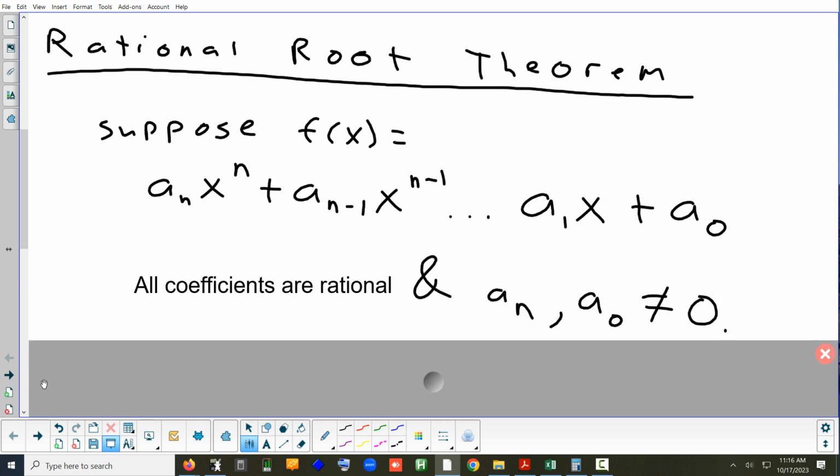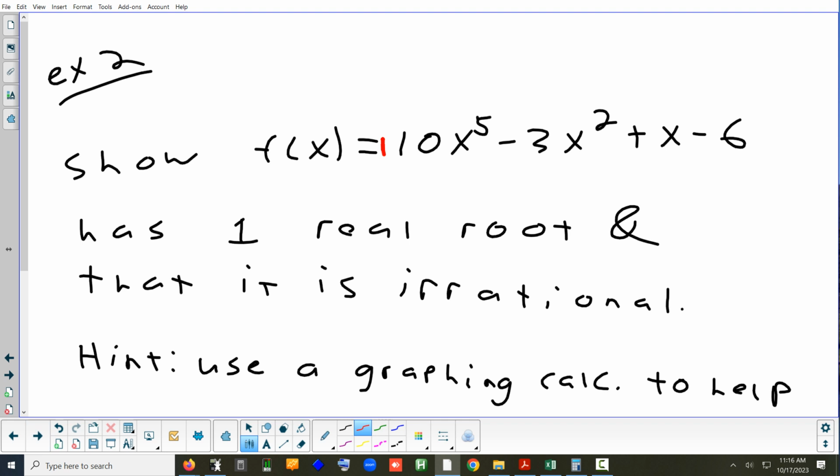A couple things that are important here. All of these things I'm circling in red have to be rational. So in other words, you couldn't do something like this. You couldn't have the number in front of x to the 5th be square root of 10. This theorem wouldn't work. The numbers in front have to be nice numbers that could be written as fractions, like 10, -3, and 1.